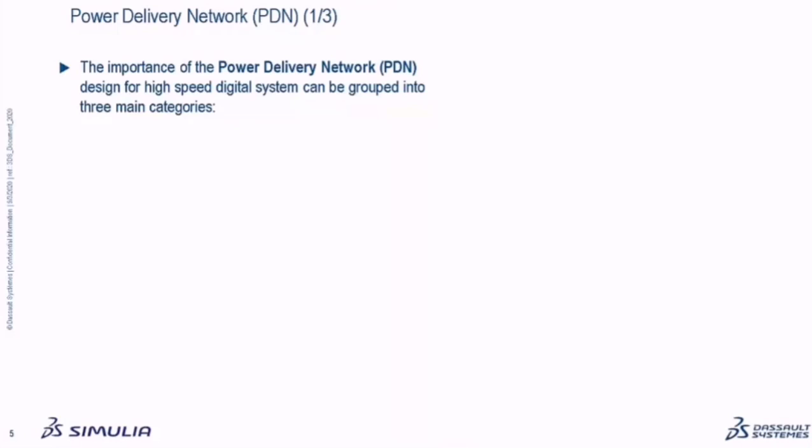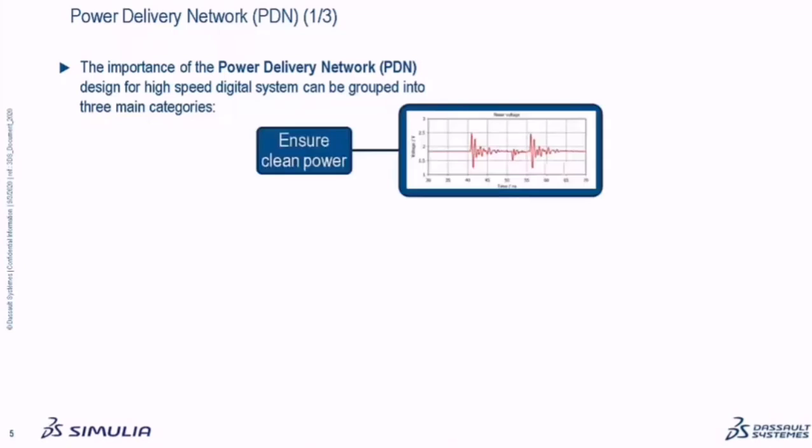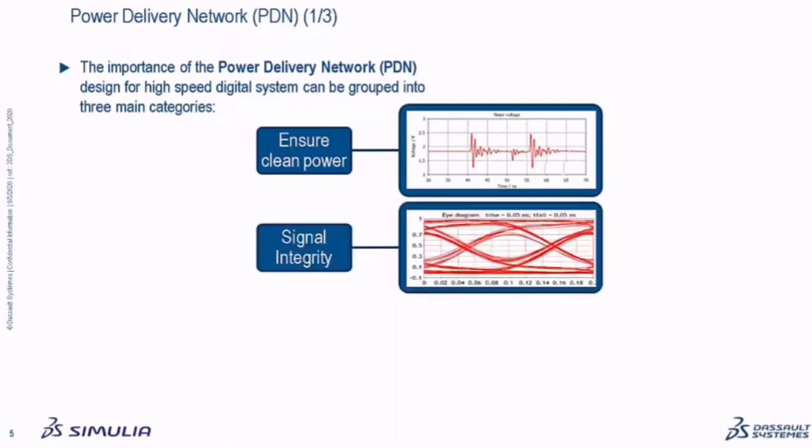So let's start. PDN: how to make sure we have a good PDN. One point is we have to ensure clean power, which means that we can supply our devices, which are sometimes also active components, so it won't always be clean. Another important aspect is signal integrity. Our planes have to serve as a good reference for high-speed signals also.